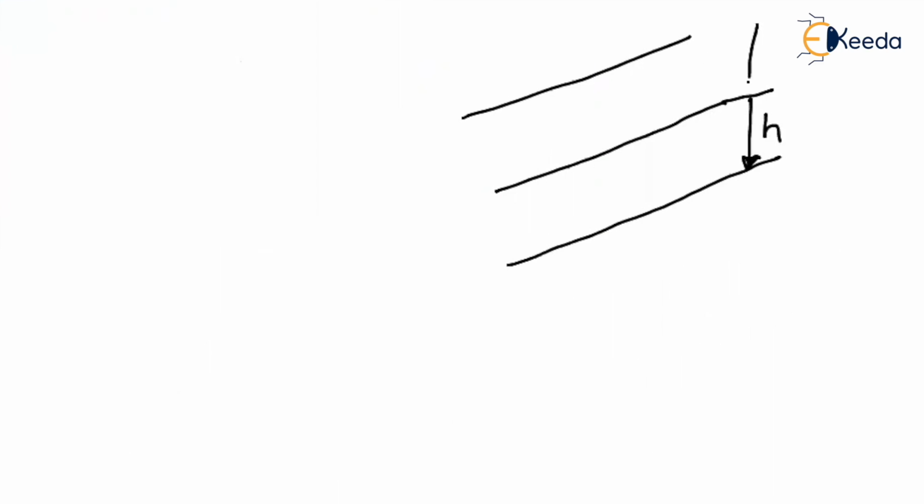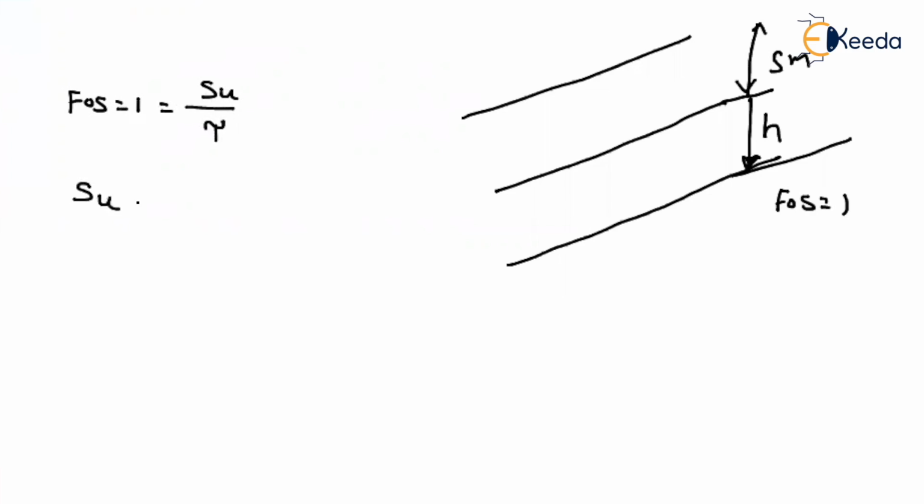Let us assume that your soil is failing at a depth h below the soil A. So from up to here, what is the depth, from here to here? 5 meter. Let us assume that this is the critical slope. If it is a critical slope, then what can we say? Factor of safety is equal to 1. So if I say factor of safety is equal to 1, that will be equal to shear strength divided by shear stress. That implies shear strength should be equal to shear stress.